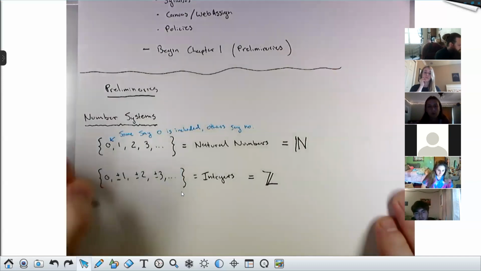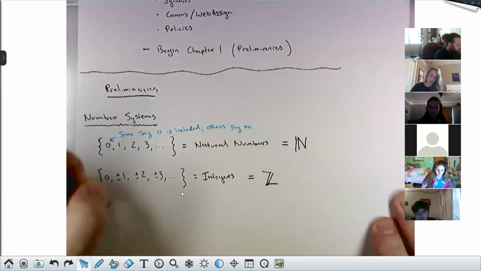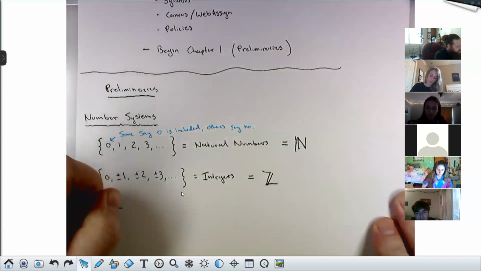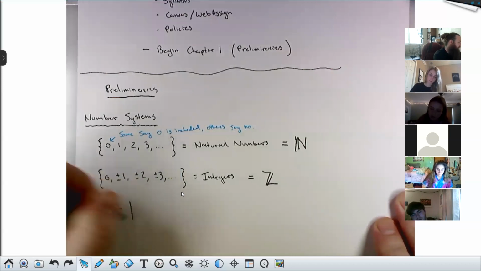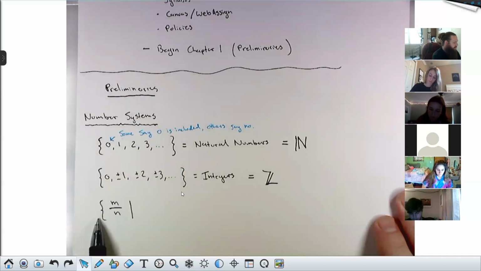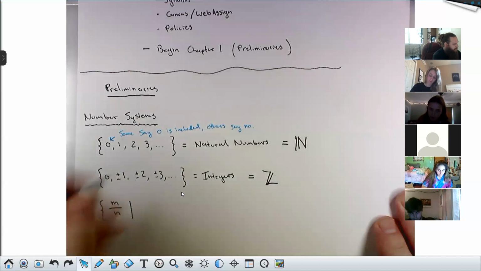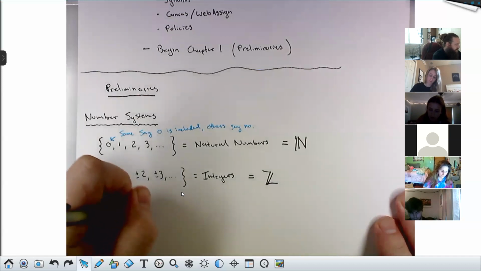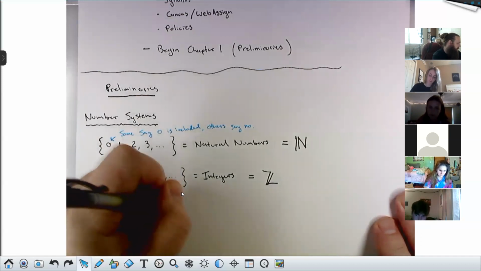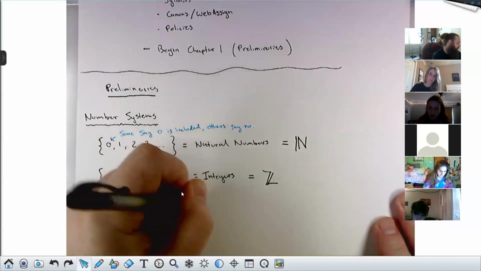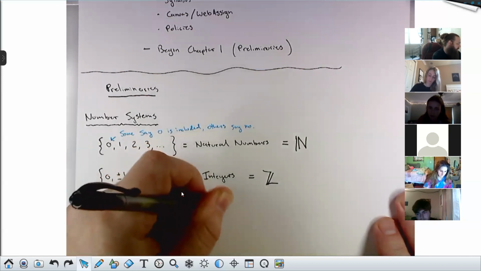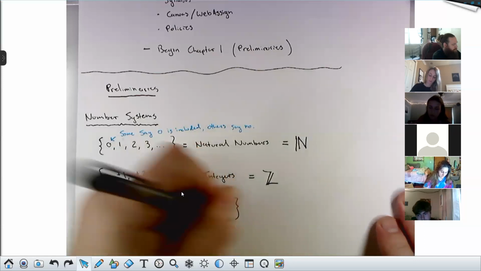So the next thing people start playing with is the set of all fractions of integers. So this is read as the set of all the things that form m over n. The vertical bar here means such that, and then m and n are integers. Does anybody know the name of this set?